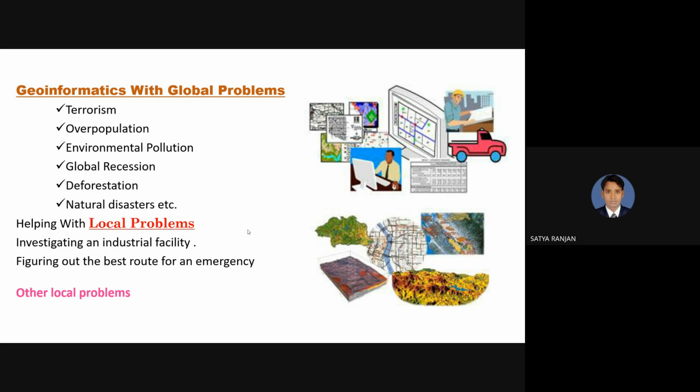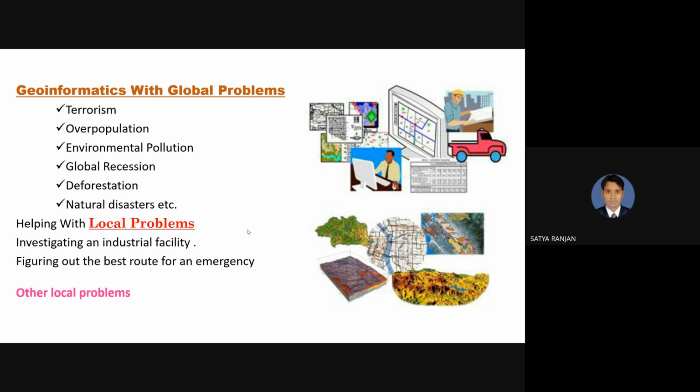And then overpopulation is also estimated using different spatial and non-spatial data. Environmental pollution is also detected using different biomass estimations, some field-based investigations, and some NDVI calculations and biomass estimations, along with some salt tolerant areas. Then global recession is also one of the factors that is useful for this.